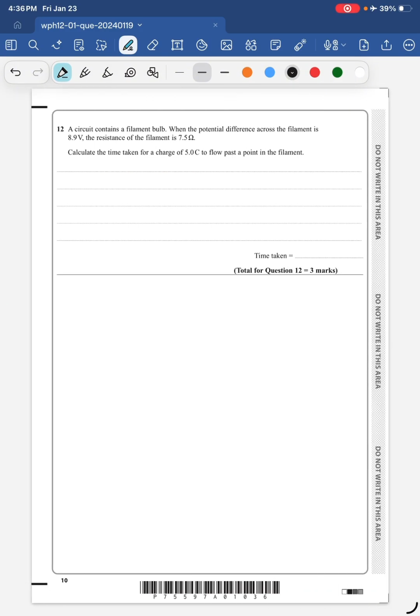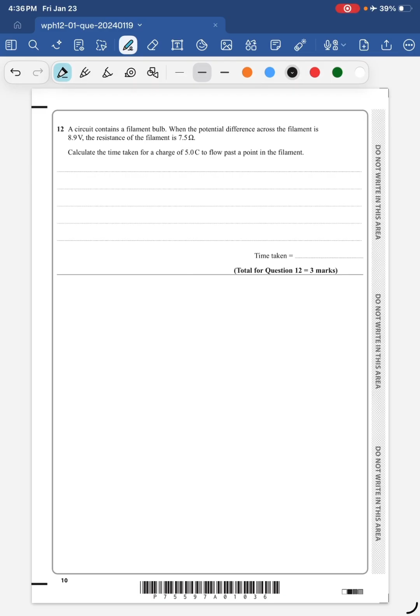Question 12. A circuit contains a filament bulb. When the potential difference across the filament is 8.9 volts, the resistance of the filament is 7.5 ohms. Calculate the time taken for a charge of 5 coulombs to flow past a point in the filament.